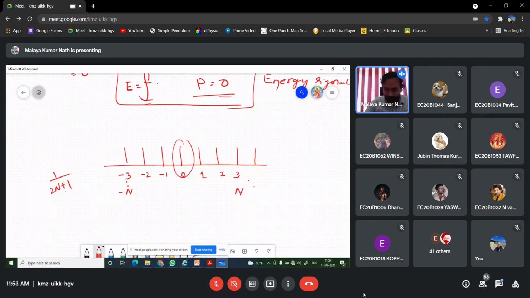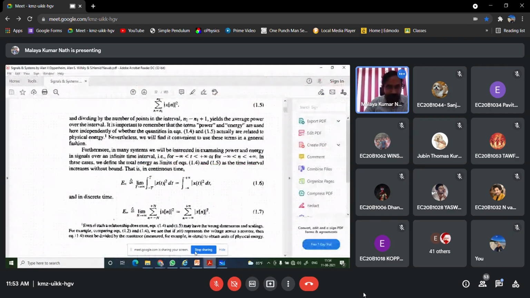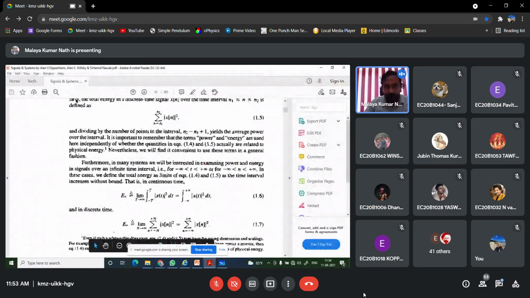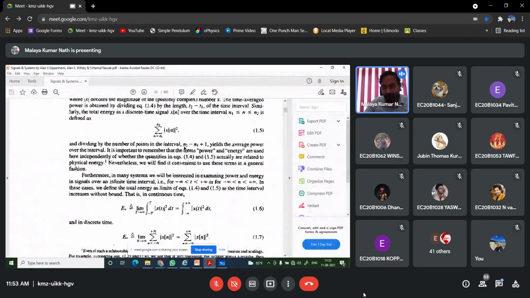In your book it is written here. By dividing the number of points in the interval, suppose we take the interval from N1 to N2, then it is N2 minus N1 plus 1. So this is your total number of samples. That's why we write 1/(2N+1).